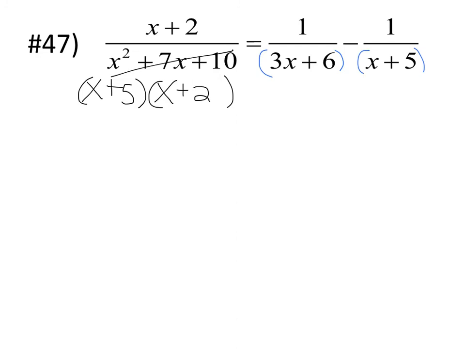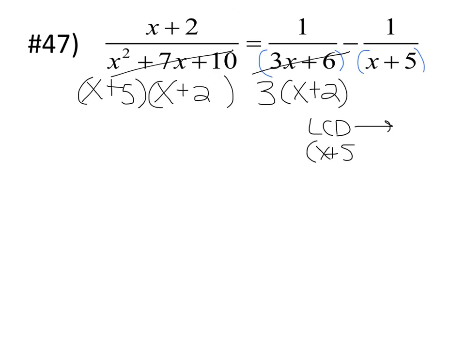Oh, holy goodness, what do I got going on here? 3x plus 6. I can factor a 3 out of that, can't I? Leaving me an x plus 2. So be careful. You always have to put them in simplest form. So my LCD is going to be x plus 5 times x plus 2 and a 3. So I've got x plus 5, I've got x plus 2, I've got a 3, I've got an x plus 2, I've got an x plus 5. So we're good. Put parentheses around this.